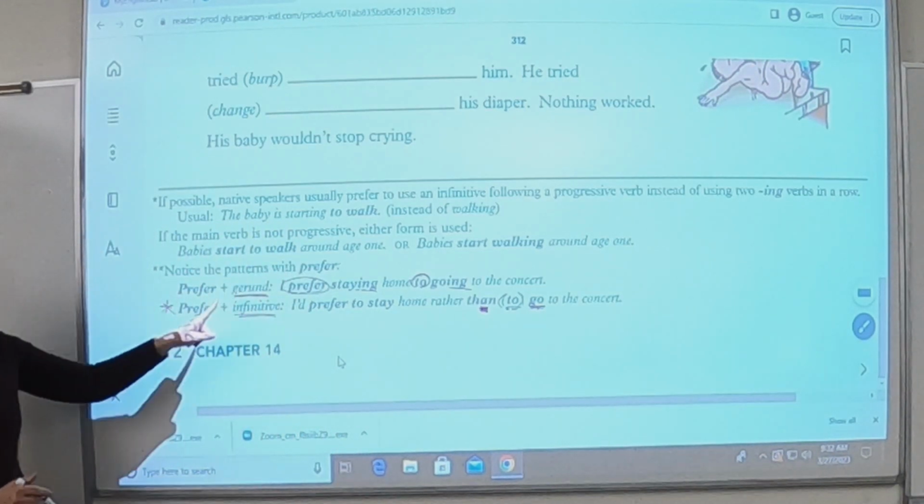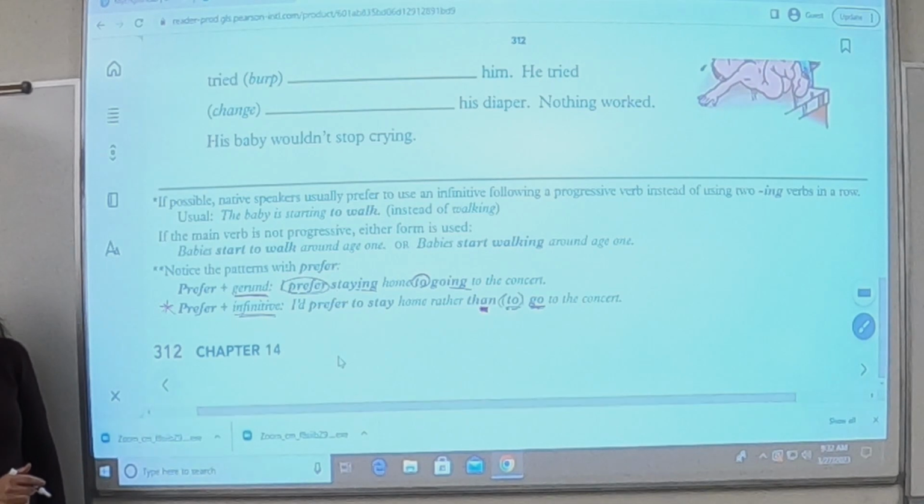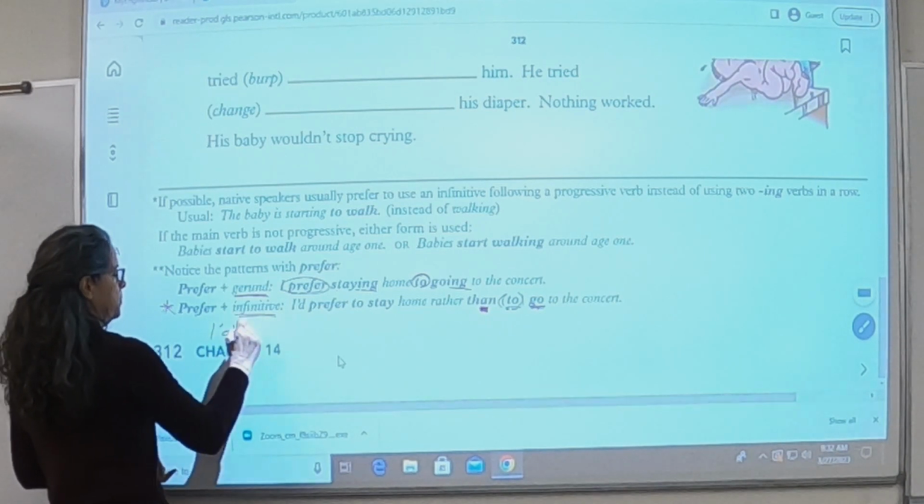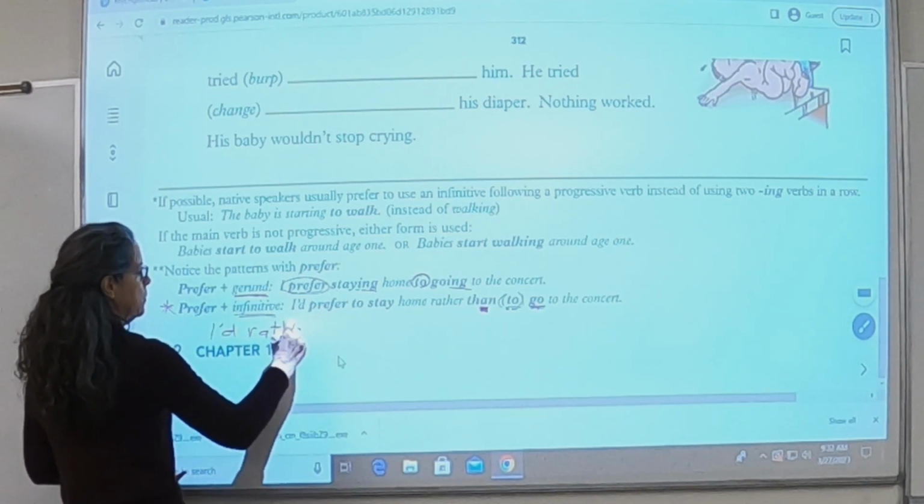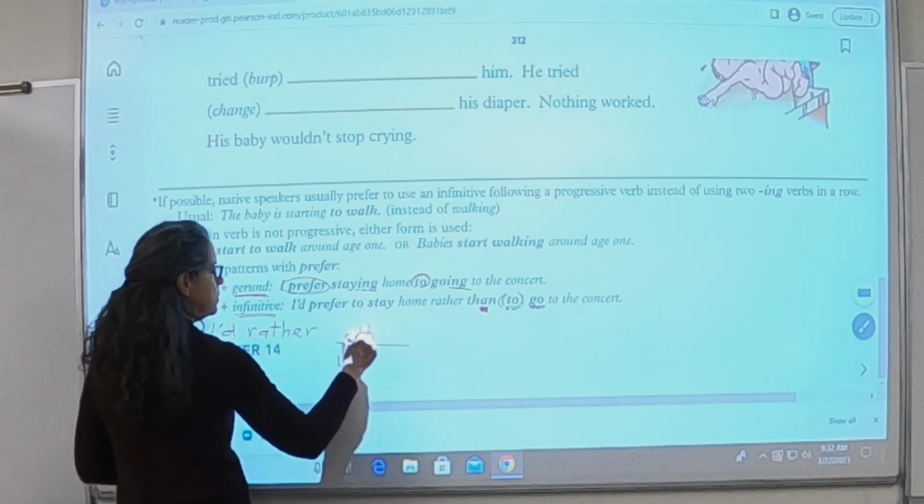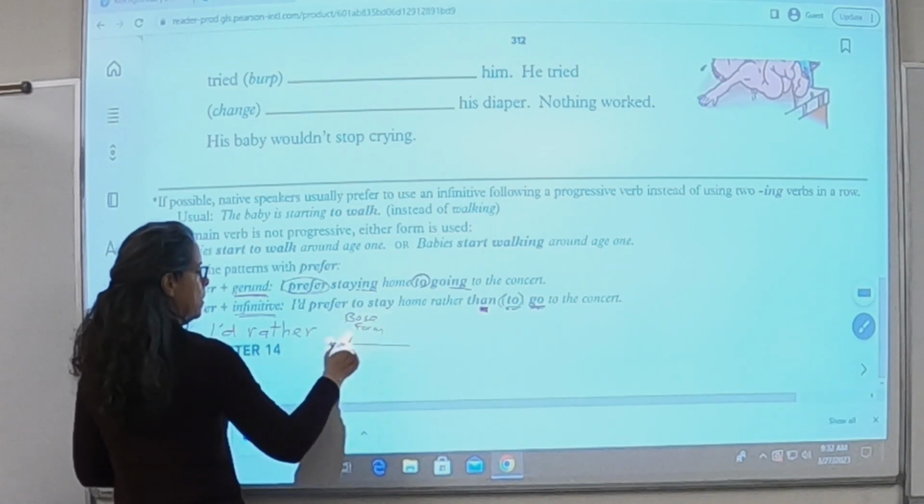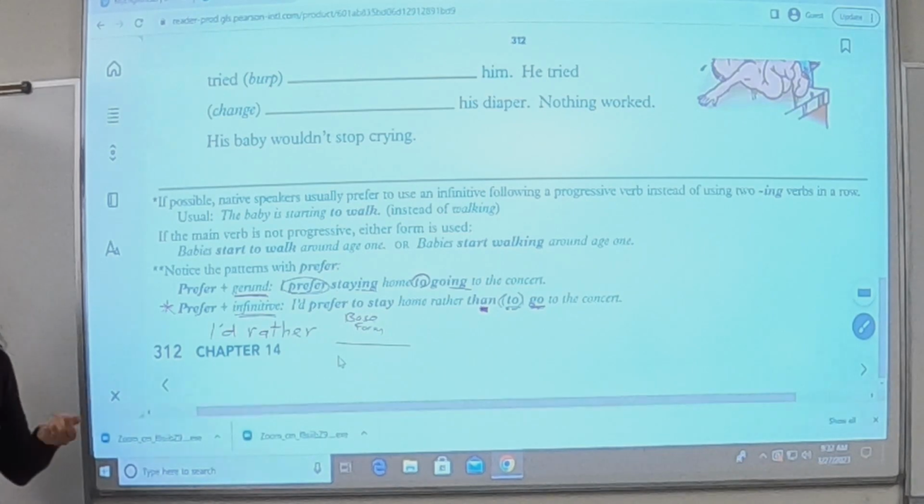Okay, prefer plus a gerund, prefer plus infinitive. And I'm saying most native speakers would just say, I'd rather. Base form, no "to." I'd rather go.